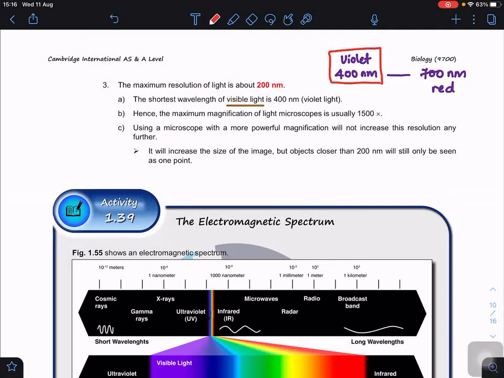If we use a violet light, it means that the wavelength of the light is roughly 400 nanometer, then the resolution of the light microscope will be half of it. So about 200 nanometer if we use the violet light. But if you use the red light as the source of radiation in your light microscope, then the resolution will be 350 nanometer. So what does this value tell you? Okay, so let us look at this explanation in general, then you will be able to understand what is meant by the resolution value here. Okay.